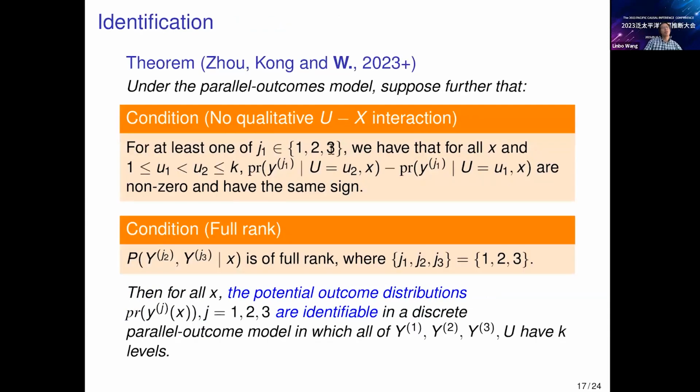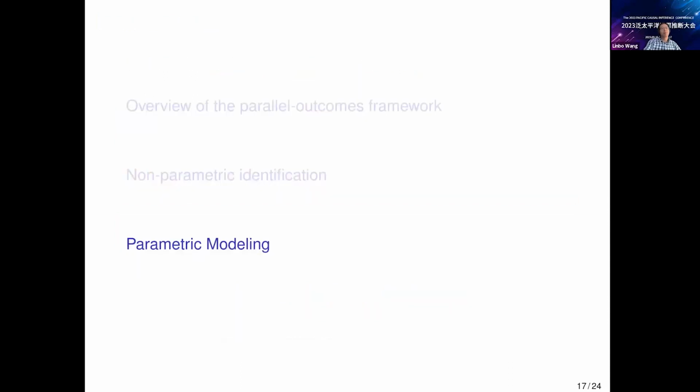The second condition we're going to assume is a particular full rank assumption that only involves the observed data. So this assumption can actually be tested, at least in principle, from observed data. And our result says that under these two additional assumptions, not only the mean potential outcome, but the potential outcome distributions are actually identifiable if you have at least three outcomes.